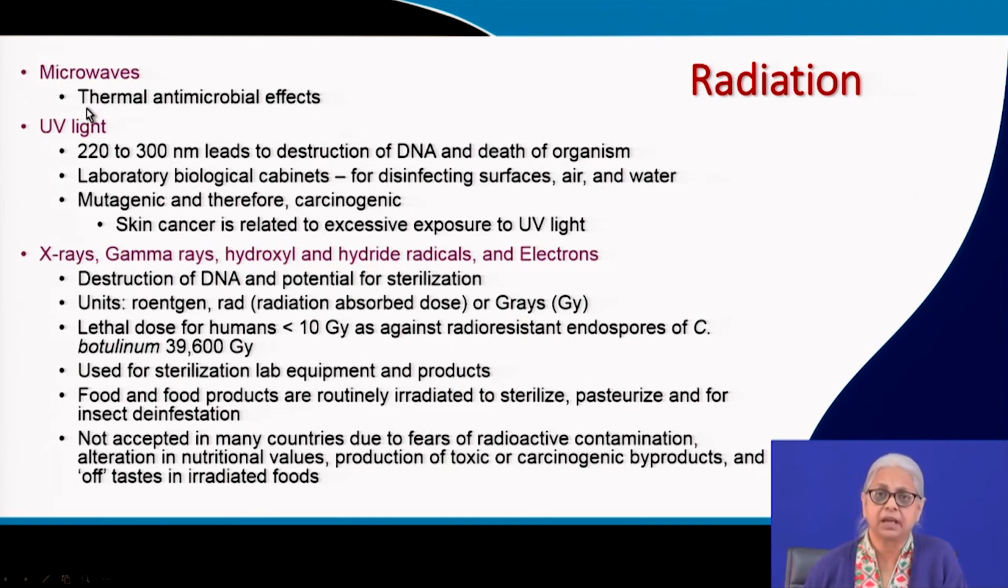Let us now come to UV light. UV light has become a standard part of what is called end of pipe treatment or home appliances that we use for water treatment. So UV radiation or UV light has become part of it, and that is a standard physical method for disinfecting drinking water. The wavelength that we use is 220 to 300 nanometers. It can destroy the DNA and cause death of the organisms. So it's a fairly effective way for ensuring that there are no pathogens in the water.